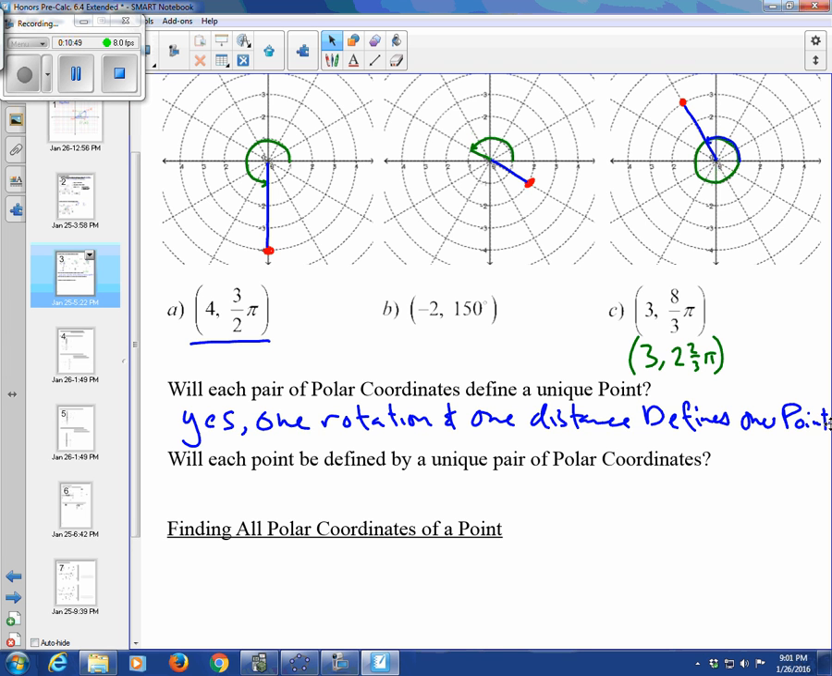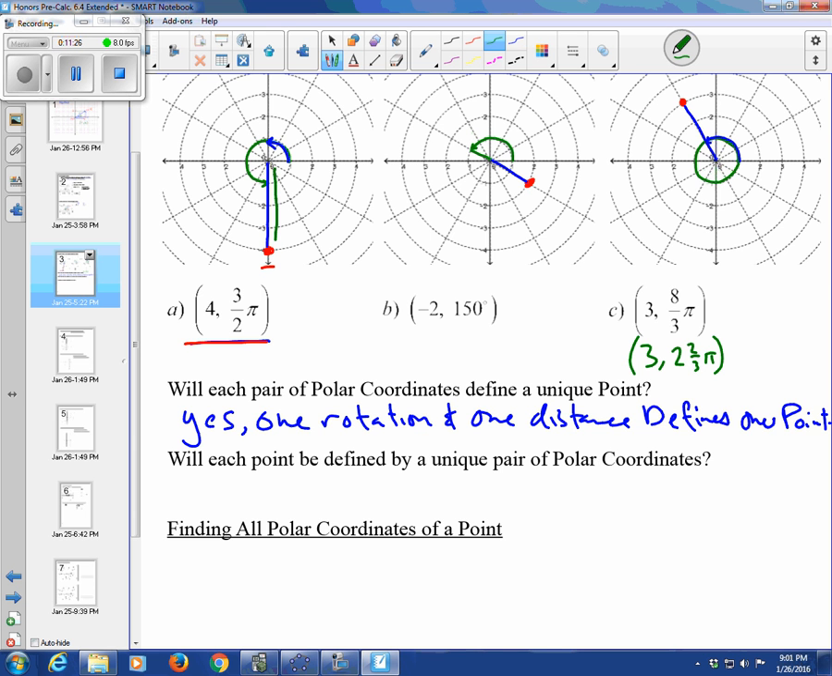Now, right here, the second question we want to ask ourselves is, will each point be defined by a unique pair of polar coordinates? Is this ordered pair the only ordered pair that's going to take me to this point? Could this point be defined by some other ordered pair? What we'd say is each point will not be defined by a unique pair of polar coordinates, because a rotation in the opposite direction and a negative r value are basically going to take me to that same point.